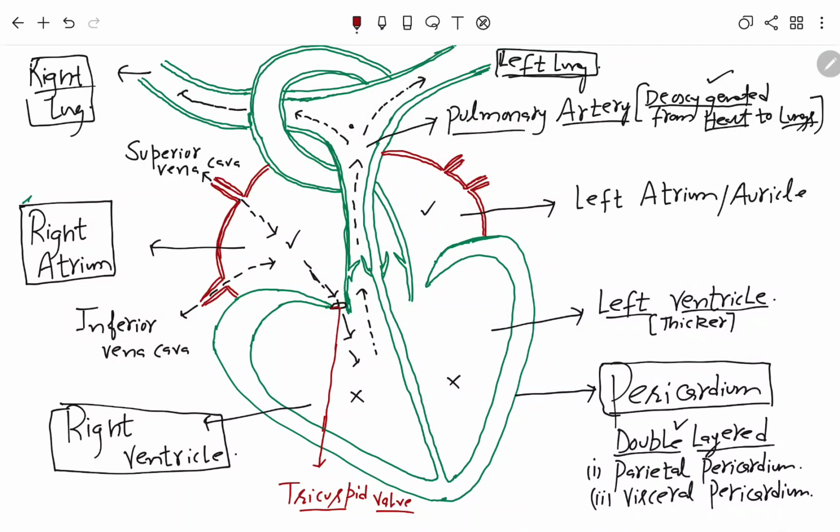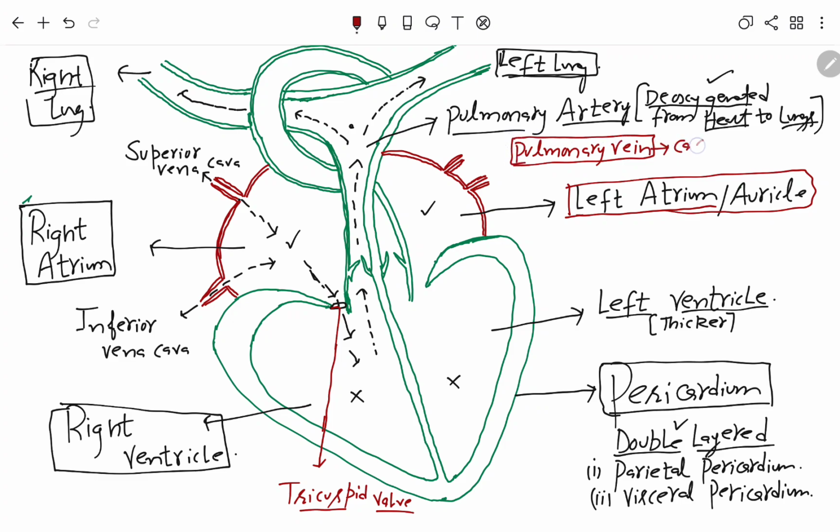Now this blood which has become oxygenated will come and enter into your heart's left chamber, which is called the left atrium or left auricle. But from lung to heart, this blood will be brought by a blood vessel. Its name is pulmonary vein. All veins carry deoxygenated blood except the pulmonary vein. That's why we have to write these exceptions. It is carrying oxygenated blood from lungs to heart.